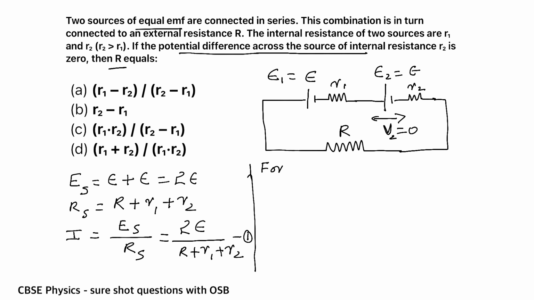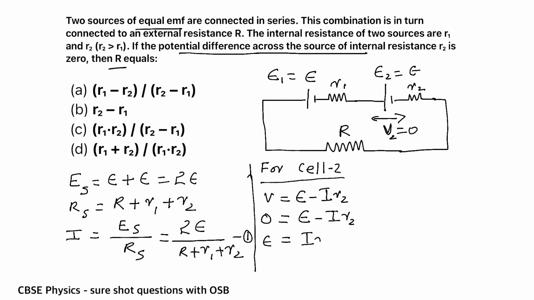So, for cell 2, the fundamental equation is V is equal to E minus IR2. As per the question, voltage is 0. So 0 is equal to E minus IR2. So what is E? E is equal to IR2. So what is I? I is equal to E by R2. Clear, right? We can put this as equation number 2.